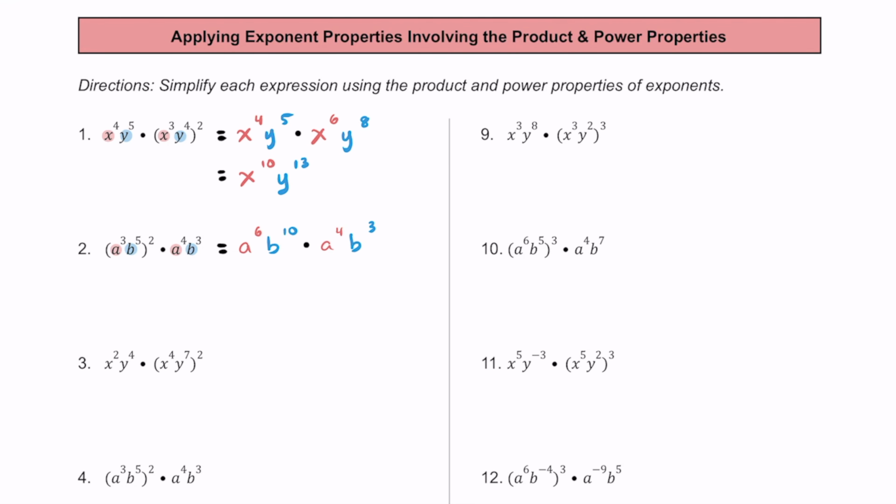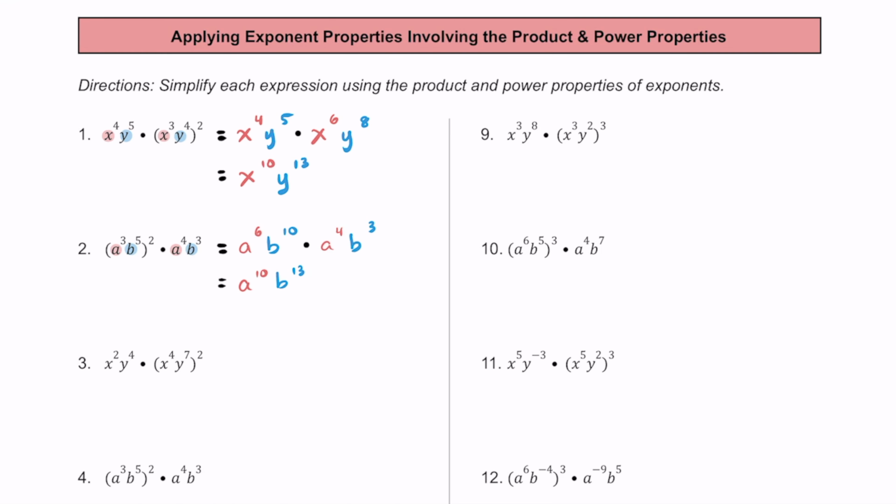So we didn't really do anything yet, but now we can apply our product of powers property. We can multiply a to the 6th times a to the 4th since they have the same base. We can add this 6 and 4 to get 10, so that's going to be a to the 10th power. And then multiplying our b to the 10th power by b to the 3rd power, we can go ahead and add these exponents of 3 plus 10, and that's going to be 13. So we're going to say times b to the 13th power.